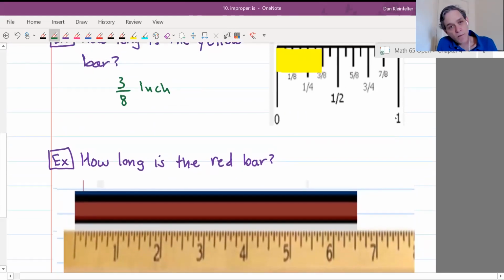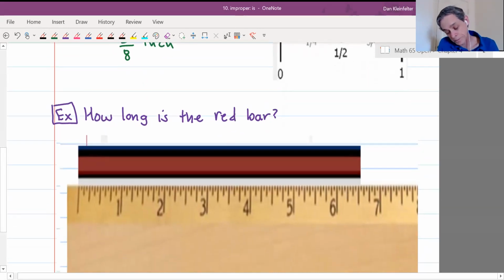Notice that the ruler is divided based on powers of 2. We have 1 inch. That 1 inch is divided into halves, and fourths, then eighths. The next division down will be 16ths, then 32nds, and so on. So it goes by powers of 2.